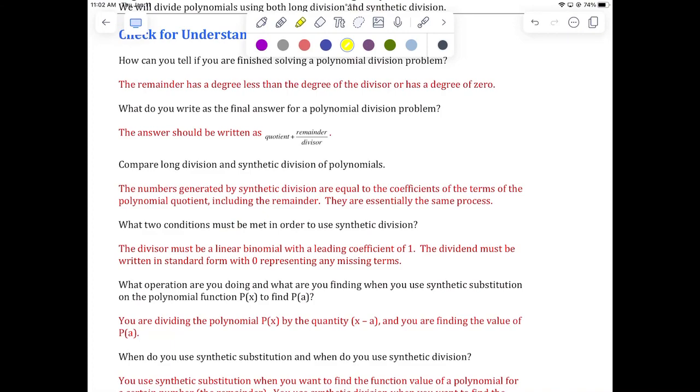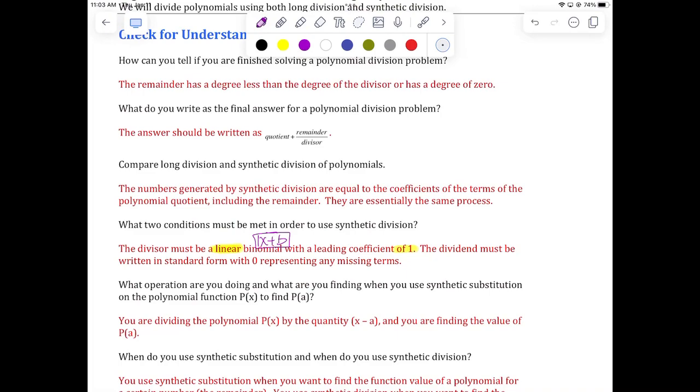What conditions must be met in order to use synthetic division? Super important. It must be what? Linear, and the coefficient of x has to be a 1. You can actually do synthetic division when the coefficient isn't 1, but you have to synthetically divide with the root of the polynomial. Okay? We're not going to get into that in this class. We'll do that in pre-cal next year. So yours are always going to be not of the form mx plus b, but just of the form x plus b. Okay? 1x plus b.